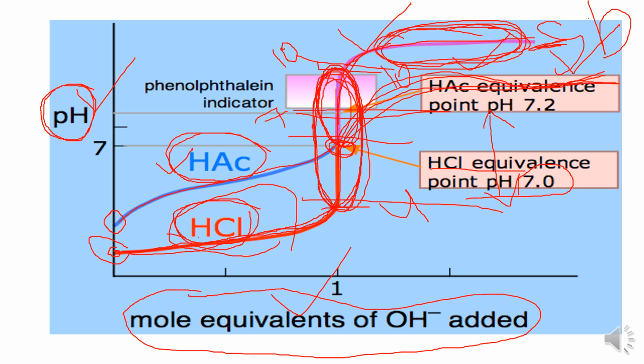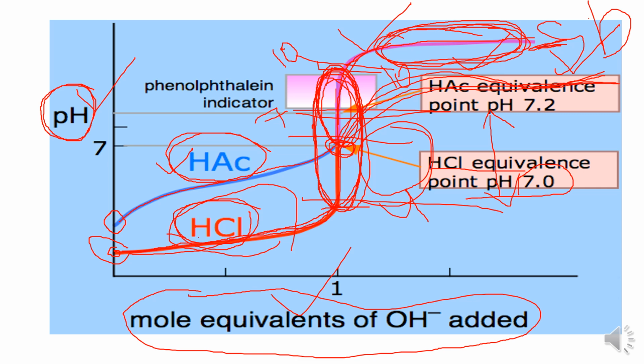So we have to use methyl orange, because methyl orange has the pH range 3.1 to 4.4 and it falls between these regions. So methyl orange is used in the titration between strong acid and weak base.